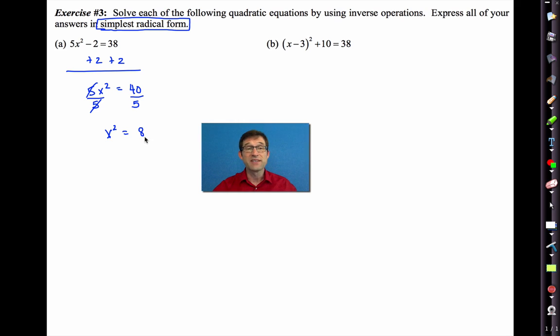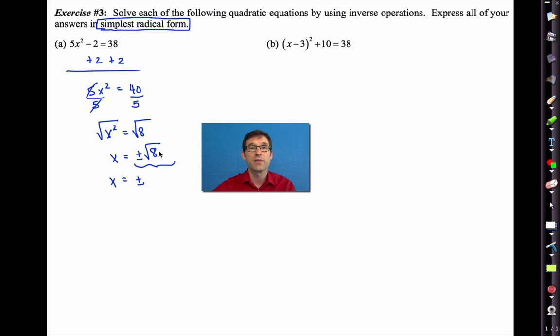Now, it was nice when x squared was 9 or 16 or 100, but 8's not so nice. But it doesn't make any difference to me at this stage. I'm still going to take the square root of both sides. I'm going to still introduce a plus minus. The big difference is now I have to deal with simplifying this.